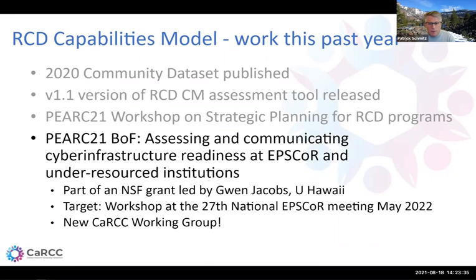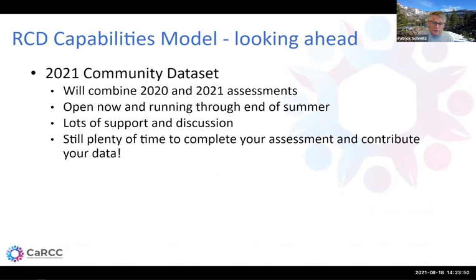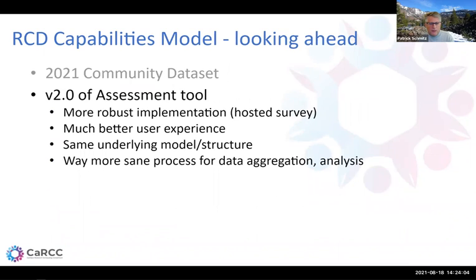Also at PERC, there was a Birds of a Feather session hosted by members of a new CARC working group addressing EPSCoR and other under-resourced institutions. This Birds of a Feather session led to a couple of new institutions getting involved in the work, which was great. We're currently supporting institutions to complete and contribute their assessment data to the 2021 community data set leading up to a September 30th deadline. We're hosting office hours and providing individualized consulting, again, especially to under-resourced institutions. And thanks to our new NSF funding, we're going to be able to re-implement the existing assessment tool.